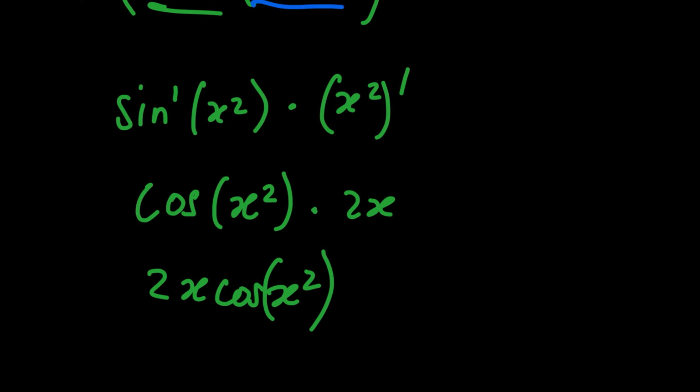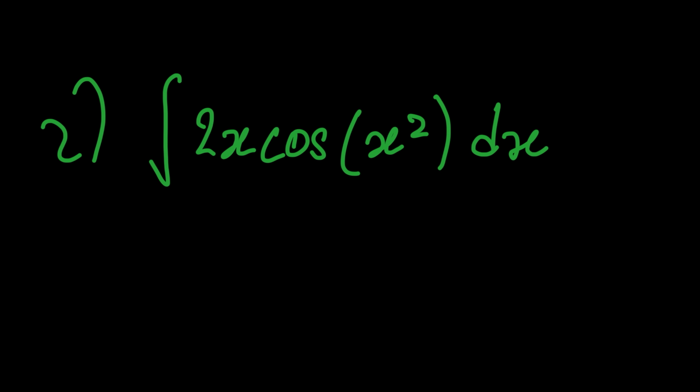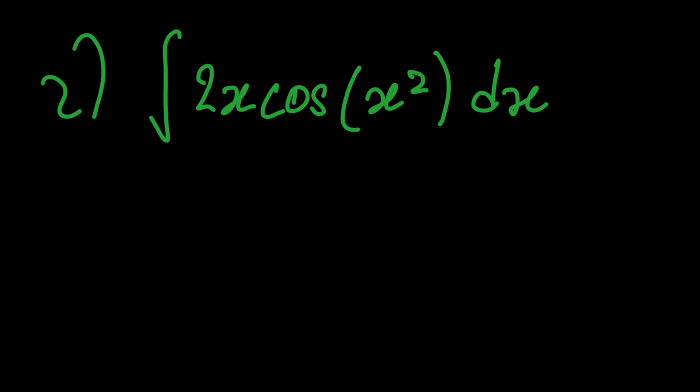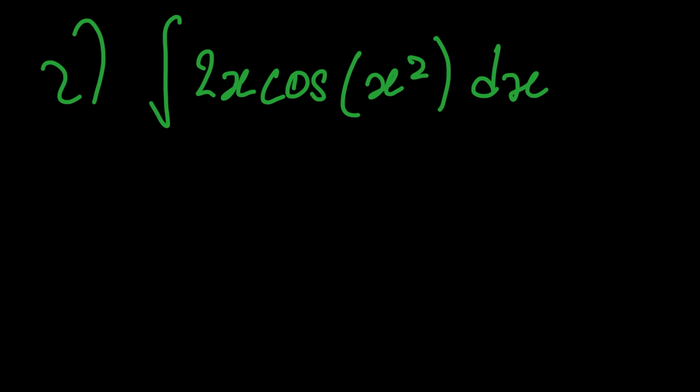Okay, that wasn't too bad. That was just a typical derivative question. And would you look at that? Now it's asking us to find the integral of 2x cosine x squared. Now this is where things get a little bit more fun, but I'm going to show you that this is actually not too difficult at all.